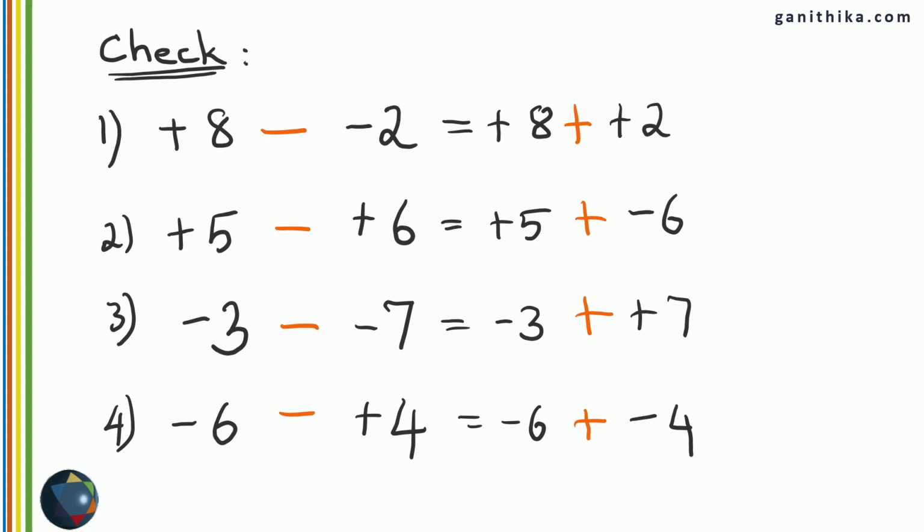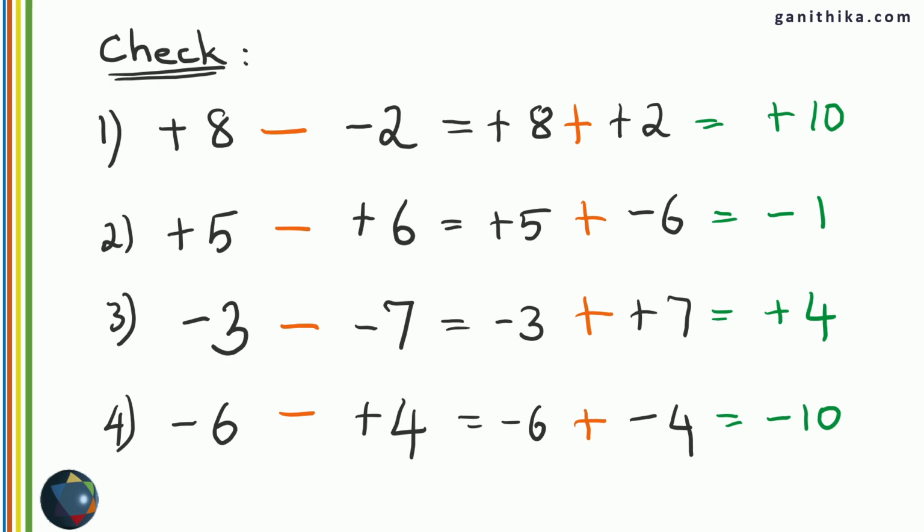And giving the answers of these addition questions, plus and plus positive. Therefore, add the numbers, put the plus sign. So plus 10, which is easy. Opposite sign, subtract the number. 6 minus 5 is 1. The sign of the bigger number is negative. Therefore, it is negative 1. Opposite sign, subtract the number. 7 minus 3 is 4. The sign of the bigger number is positive, therefore positive 4. Both are negative numbers, therefore add the numbers and put the negative sign, negative 10. So these are the answers for the original subtraction questions.